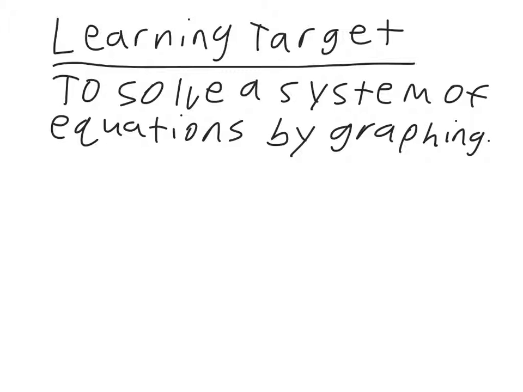Till then, the learning target for today is to solve a system of equations by graphing. So first of all, what is a system of equations? A system of equations is when you have two or more equations, but we're going to deal with two equations and two variables. What we're going to do is find out when they intersect, and we have to find out what the values are for x and y to make both of the equations true for the system.